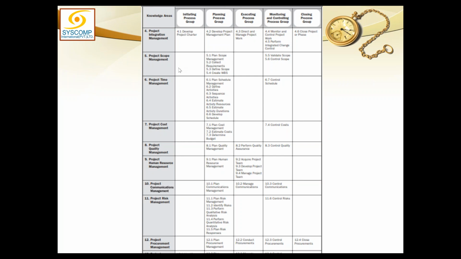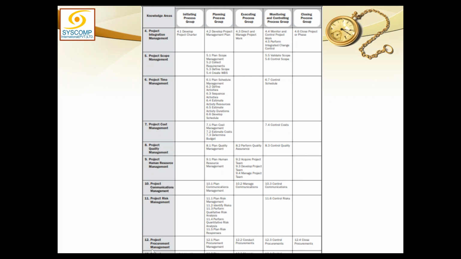Look at other knowledge areas. None of the other knowledge areas have presence everywhere. You see, scope is present in planning and monitoring. Time has the same. Cost is also the same. Quality is present in planning, execution, and monitoring and control. HR is present in planning and execution, not even in monitoring and control. And so on and so forth.